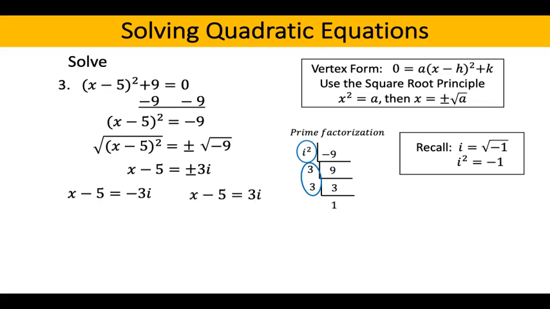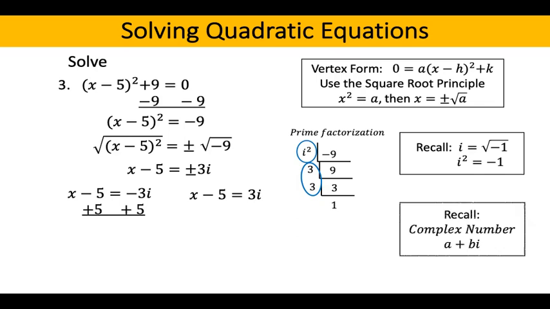We will solve each of these equations by undoing the operation. So we're going to add 5 to both sides of the first equation. Recall, complex numbers are in the form of a plus bi. So we will write our solution as 5 minus 3i. Notice we cannot combine these because they're not like terms.